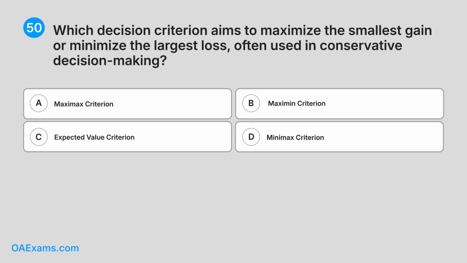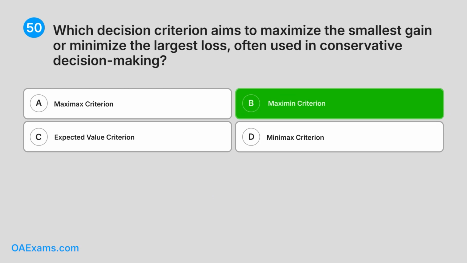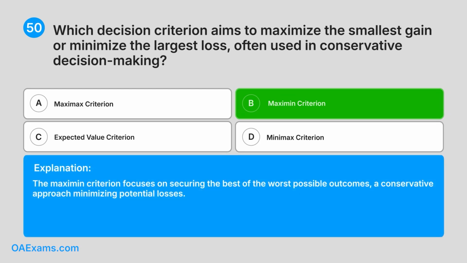Correct answer. B. Maximin criterion. Explanation. The Maximin criterion focuses on securing the best of the worst possible outcomes, a conservative approach minimizing potential losses.